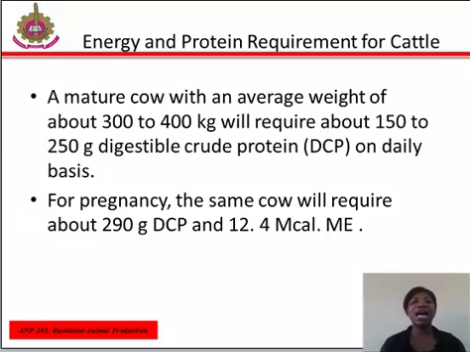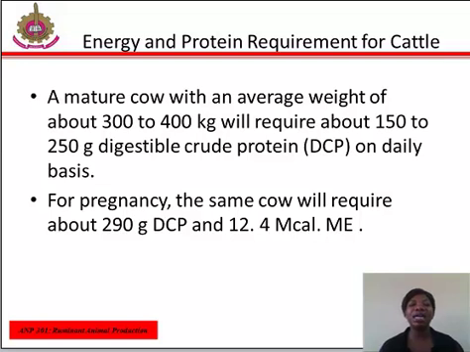Energy and protein are needed by the animal for activities like physical, metabolic, and physiological activities for their maintenance. So for beef production, for their maintenance, the animal requires energy to deposit flesh, whereas dairy cattle require more energy for pregnancy and production of milk.